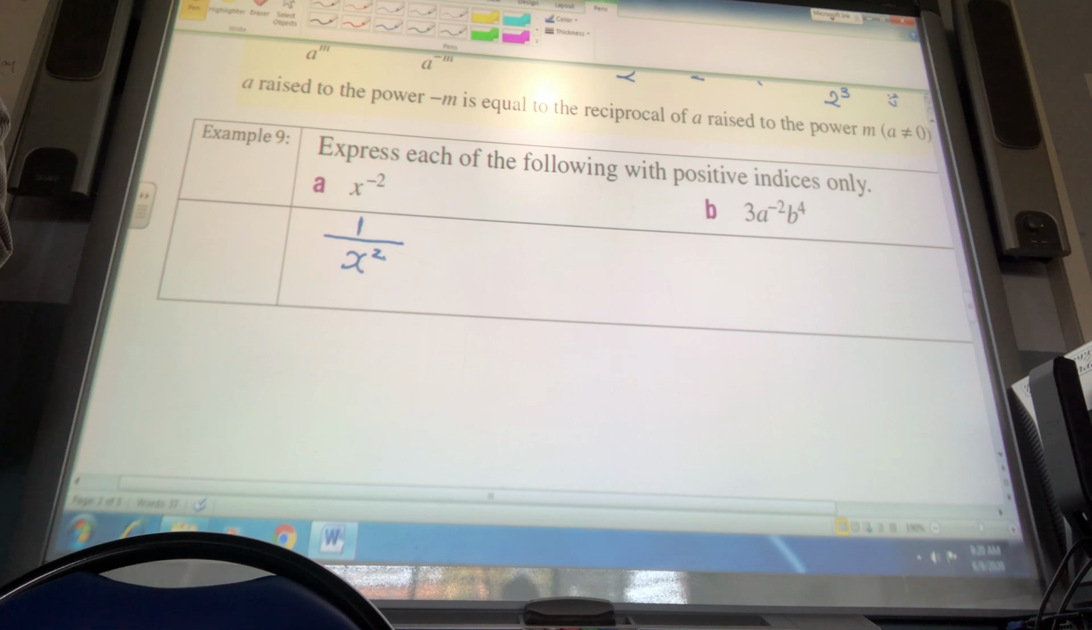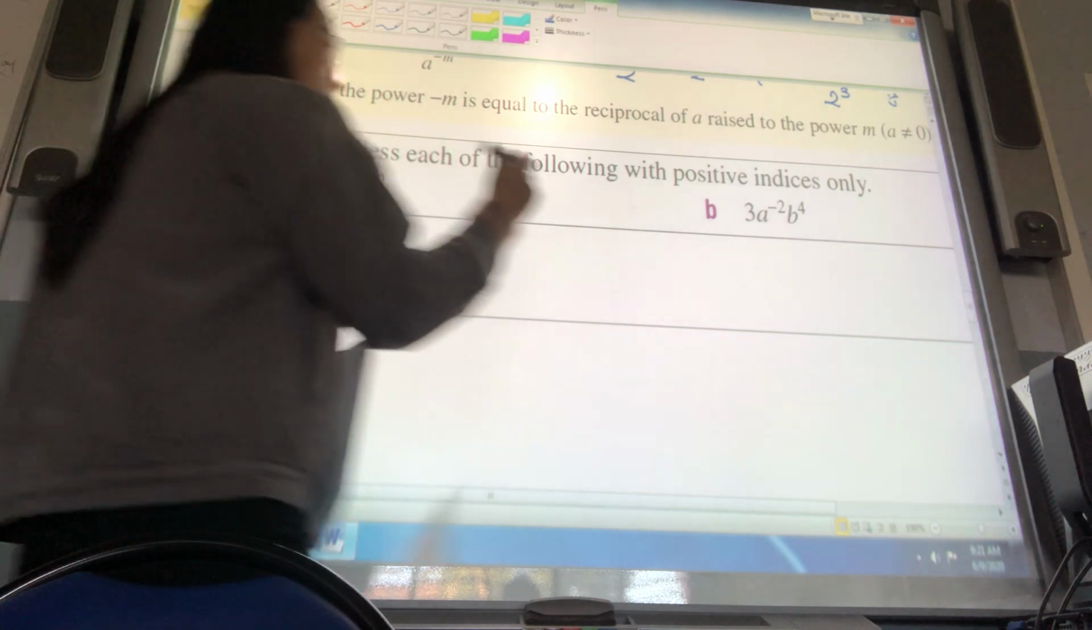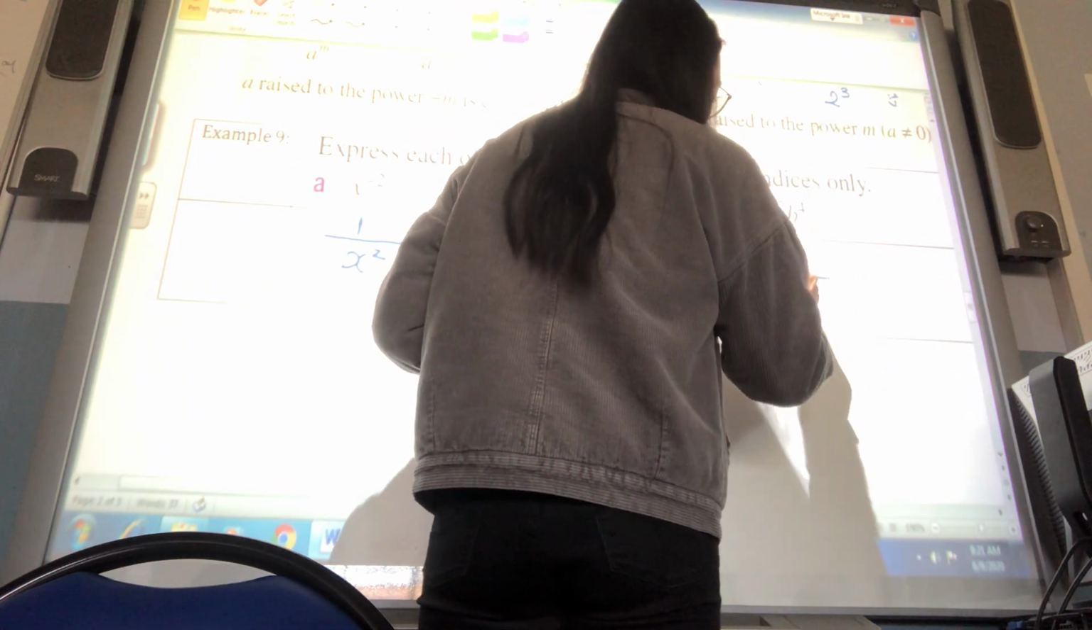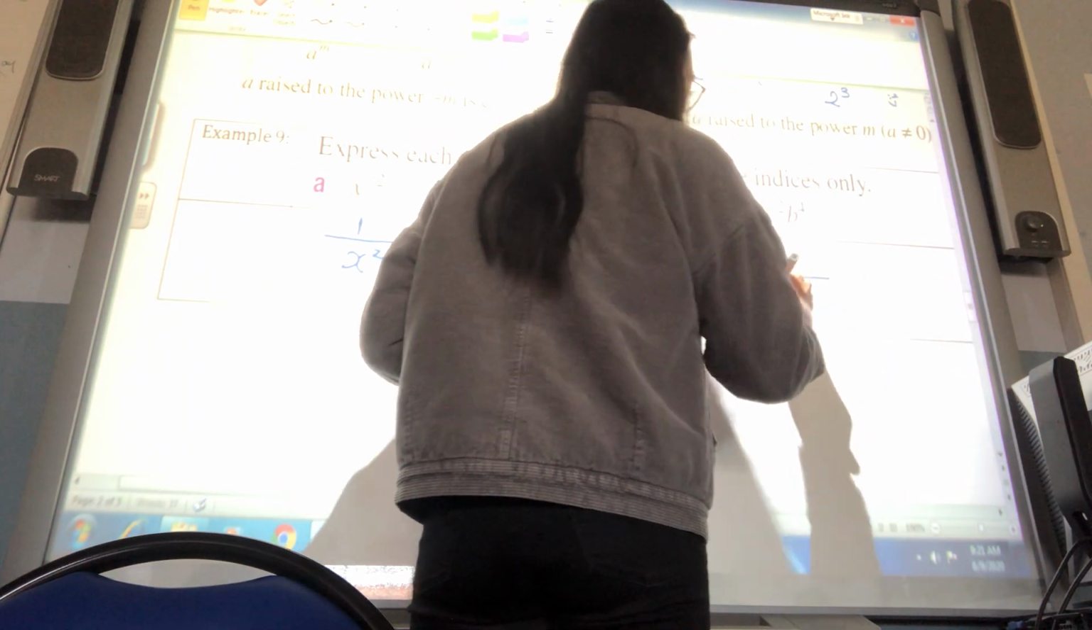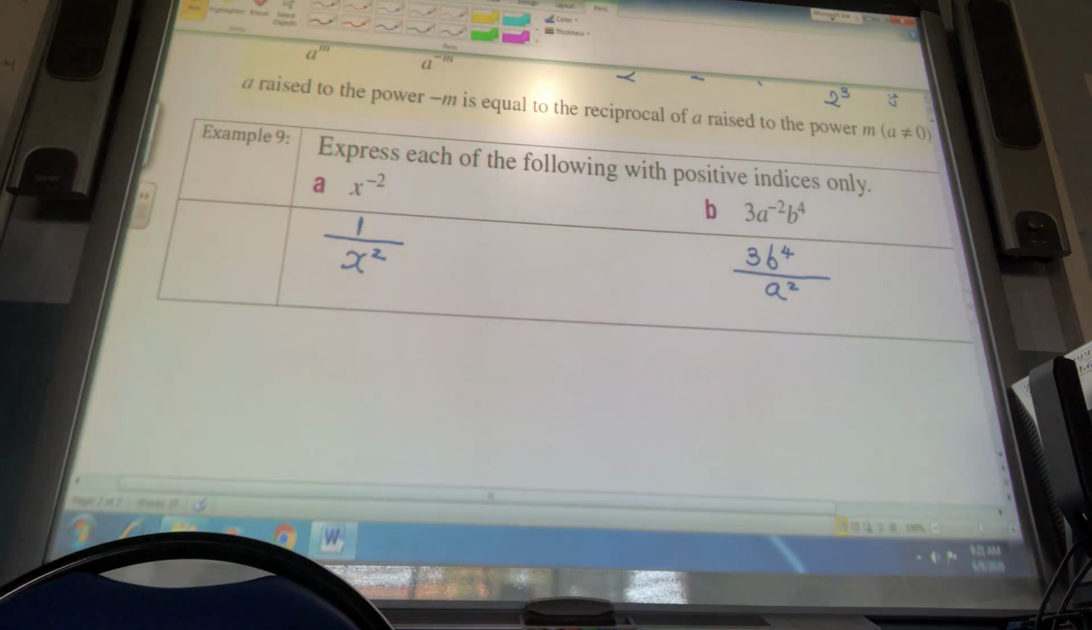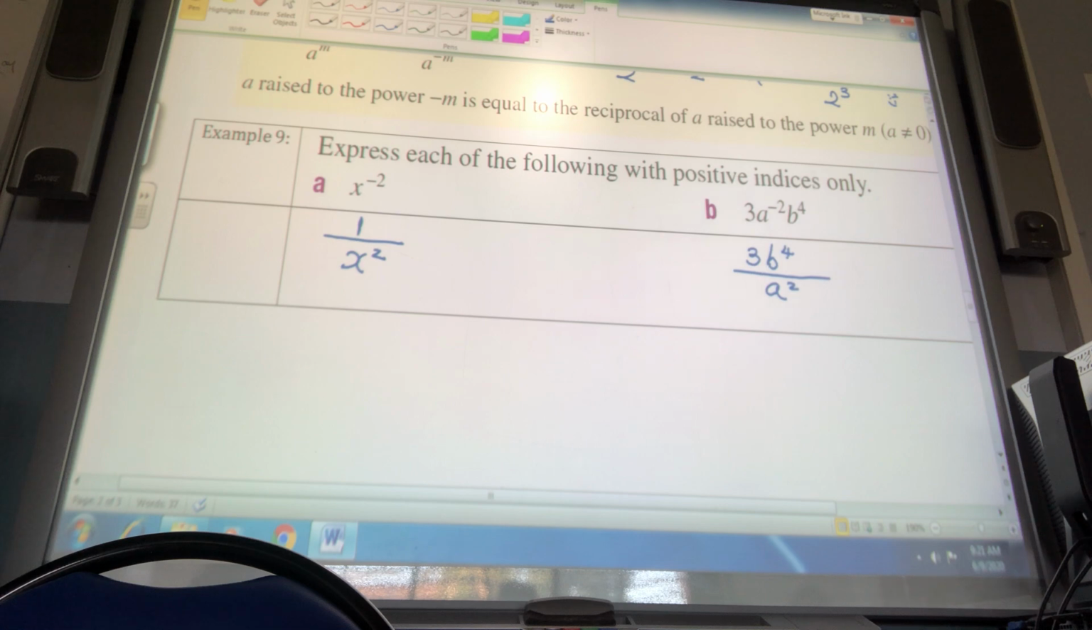Once again, if the power is a positive whole number, it stays on the top. If it's negative, it just tells you that one term, whatever the negative power is applied to, that term is on the bottom. So 3 on the top, a to the negative 2, so that bit becomes a squared. B to the power of 4 is on the top. So all you need to do is flip the a to the power of negative 2 to the bottom.